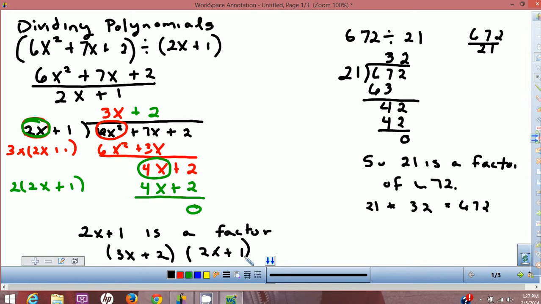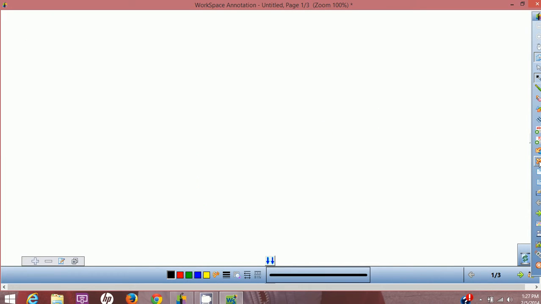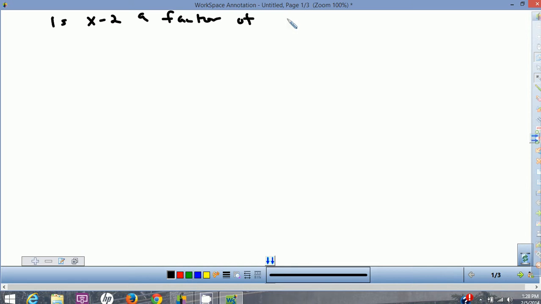All right, let's do another one of these using long division. And we're actually going to ask the question, is something a factor? So let's clear this and put in our question. Is x minus 2 a factor of x to the 5th minus 32?